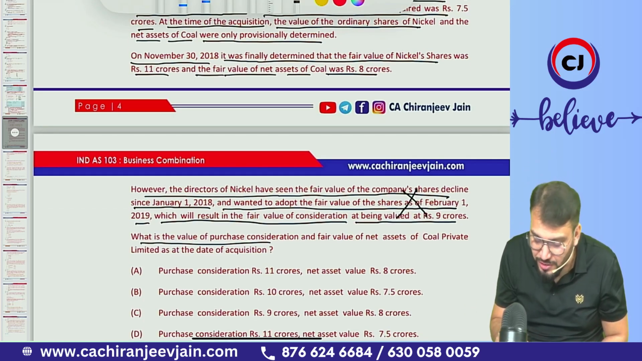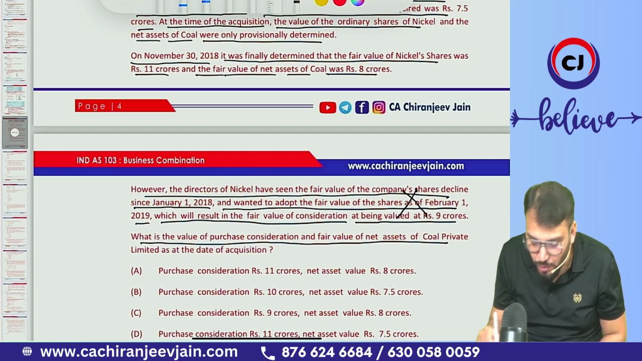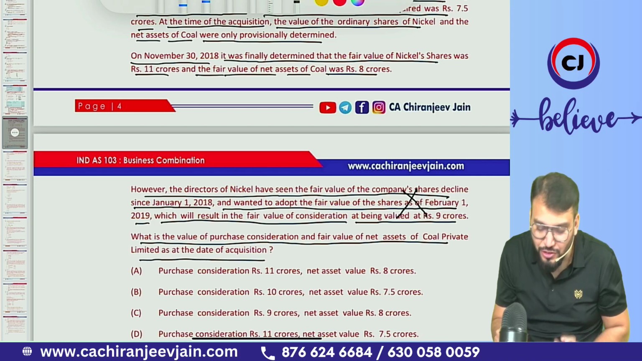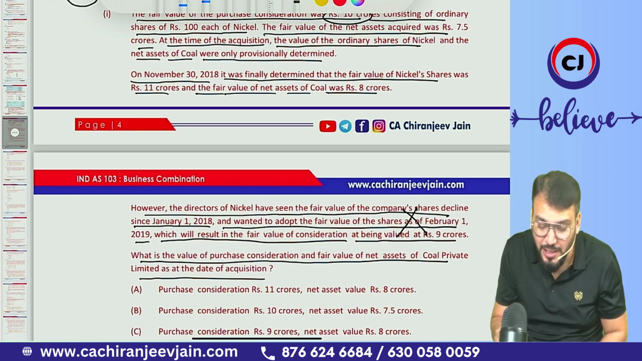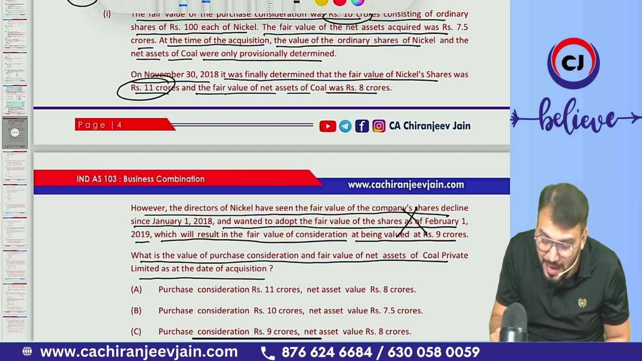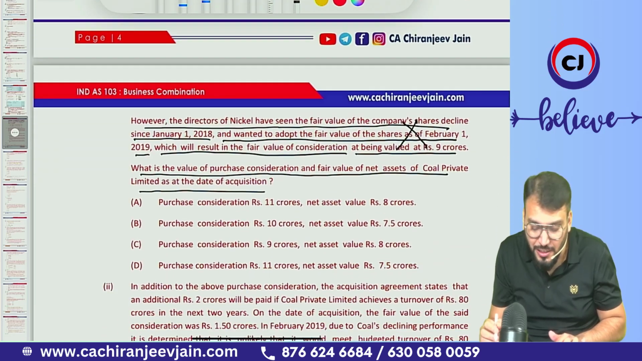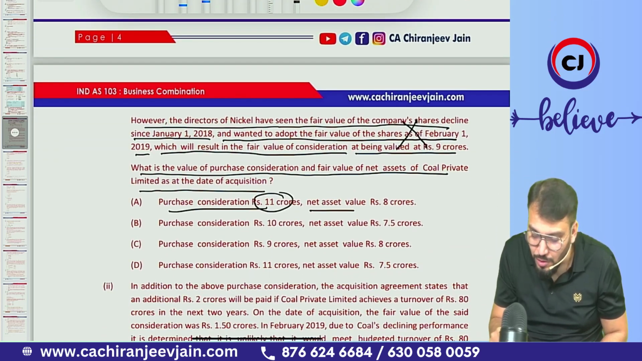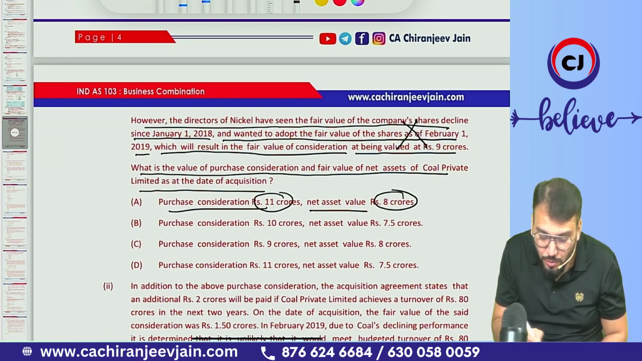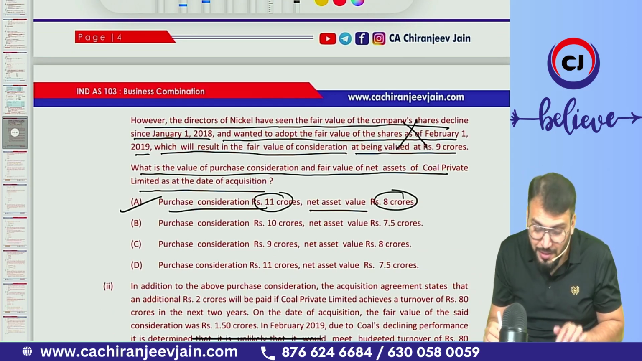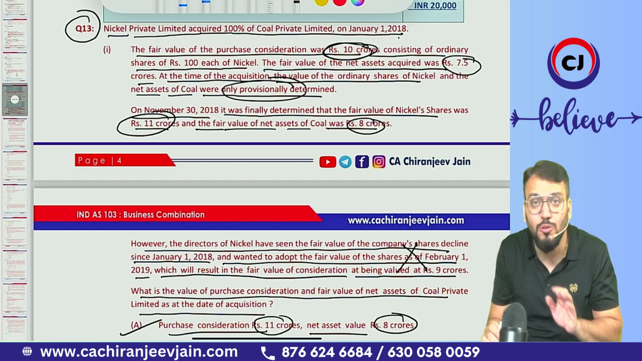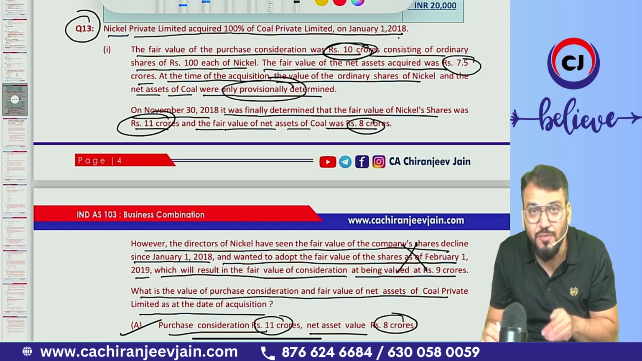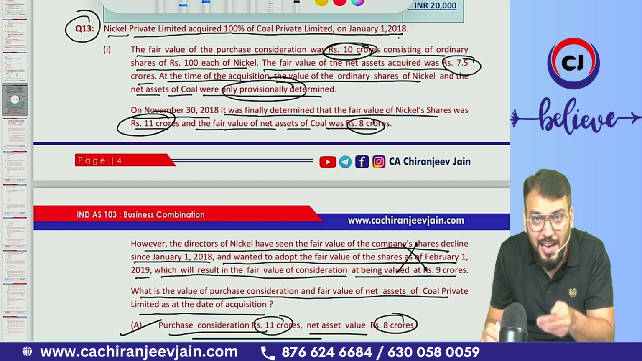What is the value of PC and the fair value of net assets of Coal Private Limited as on the date of acquisition? So it will be based on the measurement period, whatever information has been obtained. So that will be 11 crore and 8 crore. This option is correct. We can see purchase consideration of 11 crore and net asset of 8 crore will be the correct option. However, you might be confused with this information, 10 crore and 7.5 crore, but this is the provisional fair value. So this should not be taken into consideration for the actual accounting.